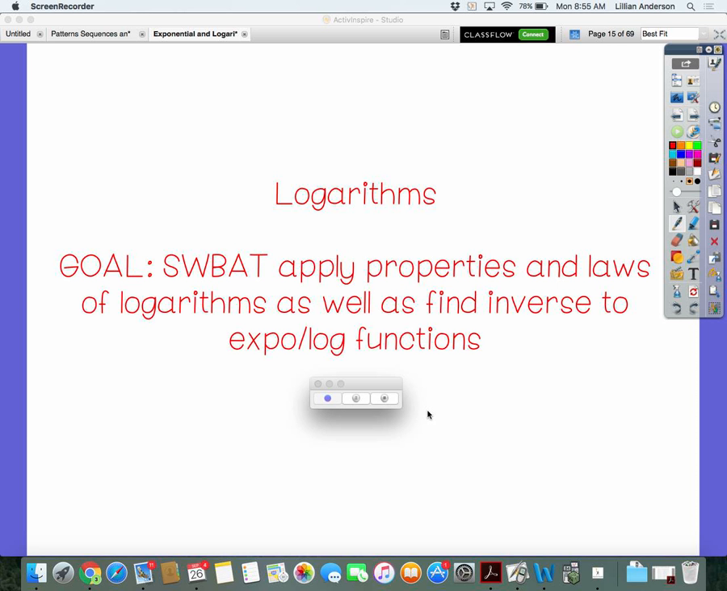You guys have the whiteboards because we are going to be practicing as well to make sure that this topic is engraved. Okay. And we're going to start off with a few properties of logarithms.